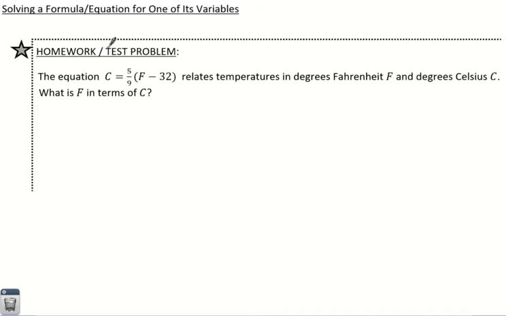It's solved for Celsius. But what if you wanted to solve it for F? That's the idea here: taking an equation or a formula that's solved for one variable and resolving it for a different variable. In other words, C is all by itself on the left side. We want to work the equation to where F will be all by itself instead. So I'm just going to recopy this.